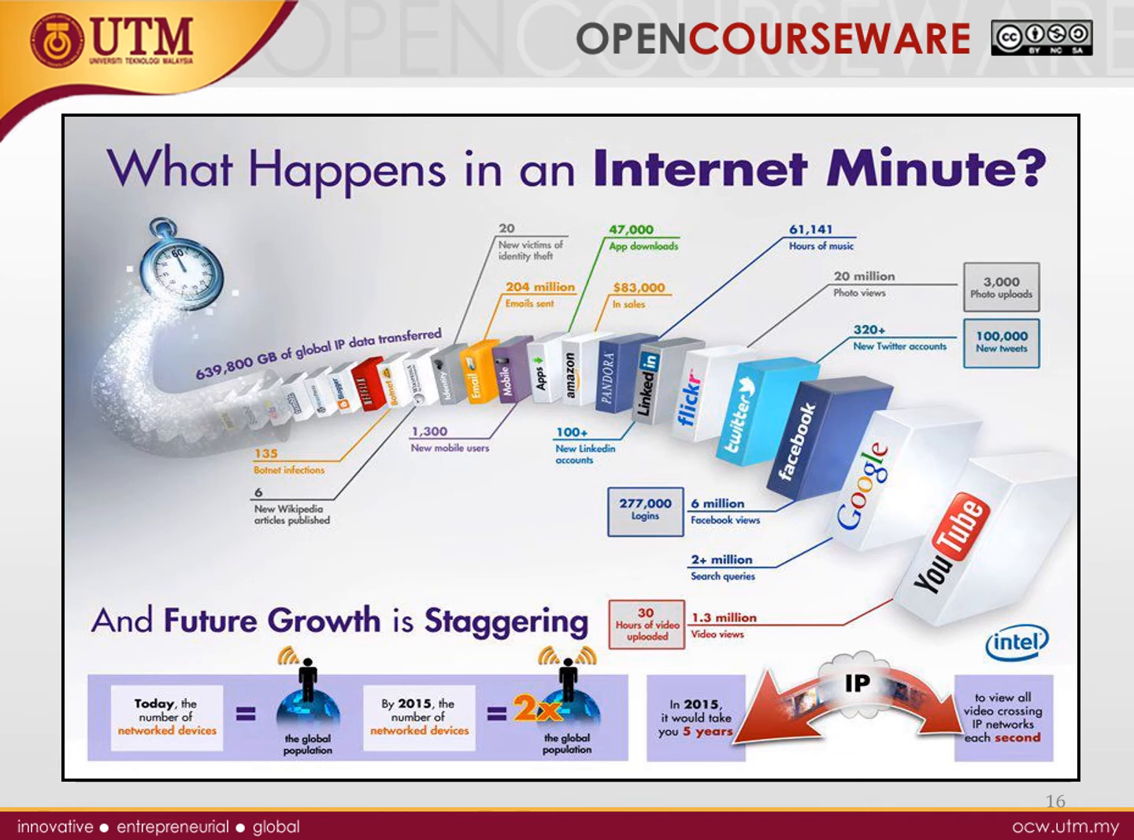In 1 minute, there are millions of transactions, 20 million photo views. On Facebook, 6 million views in 1 minute. On Google, 2 million plus search queries. On LinkedIn, 100 plus new accounts are created. So in 1 minute on the internet, there are millions and millions of transactions, views, video sharing, and so on. So what does internet mean and how does it work?